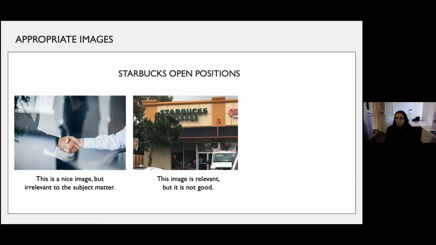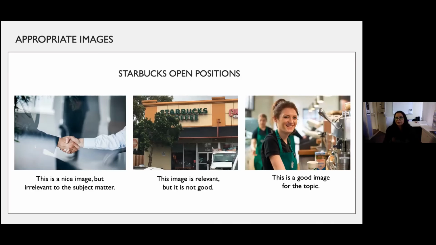This is irrelevant. There's the Starbucks, but it's not a good image. You can't really see the Starbucks. A part of the sign is being cut off. I can see the Cold Stone next to it. There's just some random van there. But here's a really nice image. You've got the Starbucks employee. She's happy. She's next to the machine. She's in focus, perfectly lit. So that's a nice, good, relevant image to the topic.